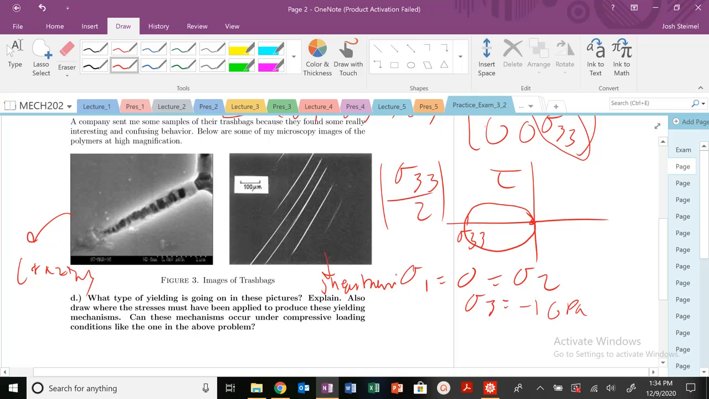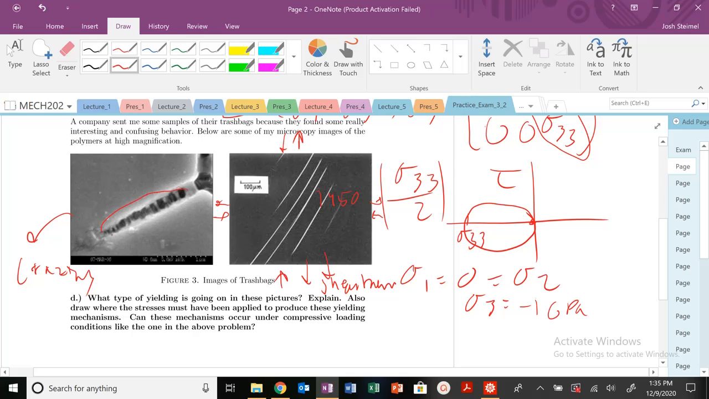Shear banding. So for shear banding, let's say that this angle is approximately 45 degrees. If that's the case, I pulled here and here, or I compressed the material here and here, or I compressed the material here and here, or pulled it here and here. So lots of different mechanisms occur here.